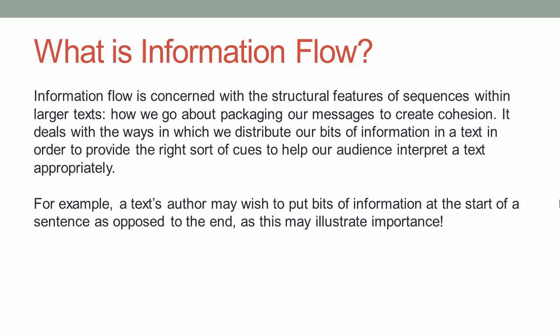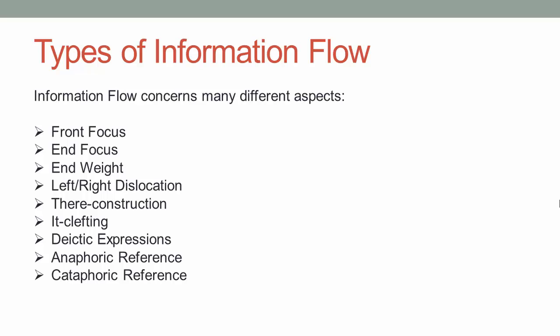For example, a text author may wish to put bits of information at the start of a sentence as opposed to the end, as this may illustrate importance. So now we're going to look at the types of information flow. Now, information flow concerns many different aspects, and this includes front focus, end weight, left and right dislocation, there constructions, it clefting, deictic expressions, anaphoric reference, and lastly, cataphoric reference.